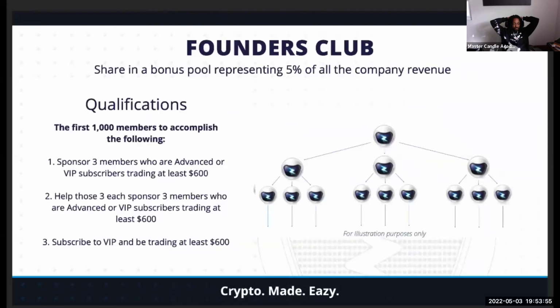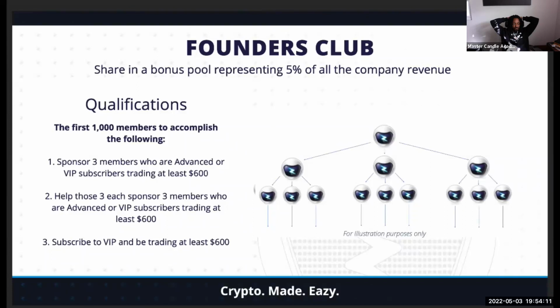And guys, this product and company is so amazing that it gives you access to something that is going to build you generational wealth. And it's called the Founders Club, where you get to share in a bonus pool representing 5% of all the company revenue for the company's lifetime.